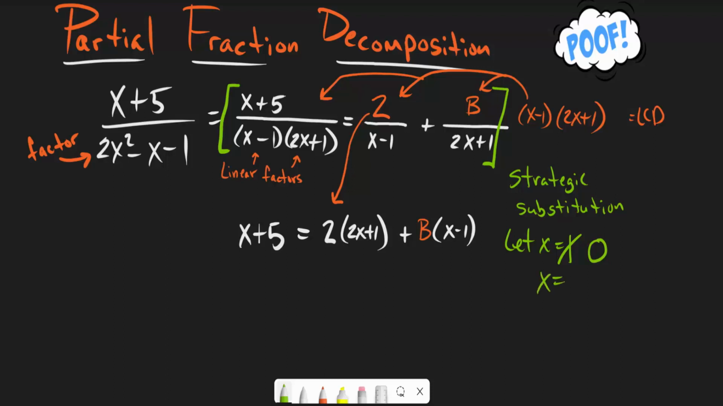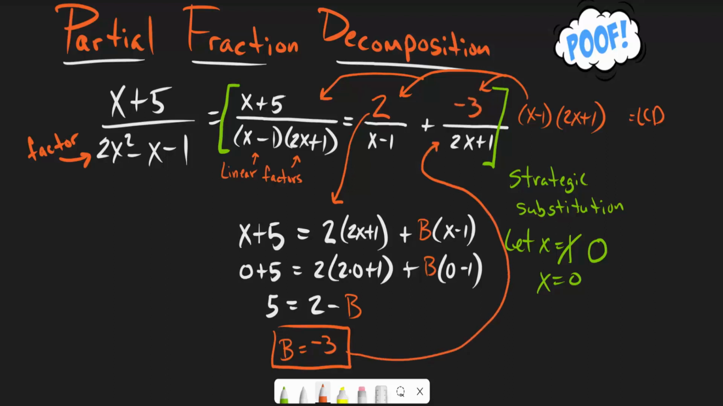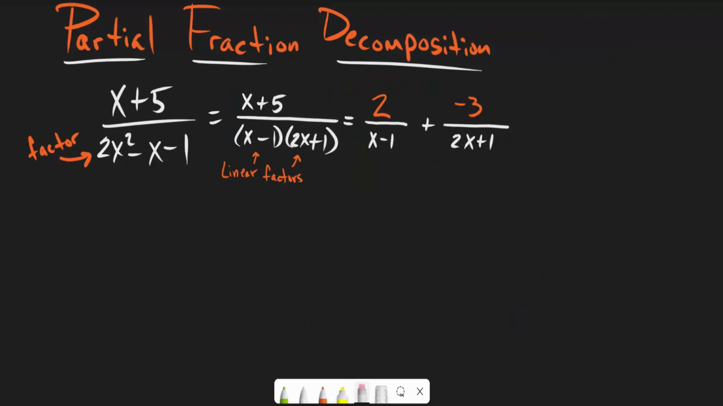Okay, so we're going to let x equal to 0 and check out what's going to happen. Now we do a little bit of arithmetic. So 0 plus 5 is 5. This is a 2 minus B. So we solve for B, so the B is equal to negative 3. And we are done. So now we go back up right there to the numerator and we plug in our B. So nice. So let's clean up our work here, and we are pretty much done.